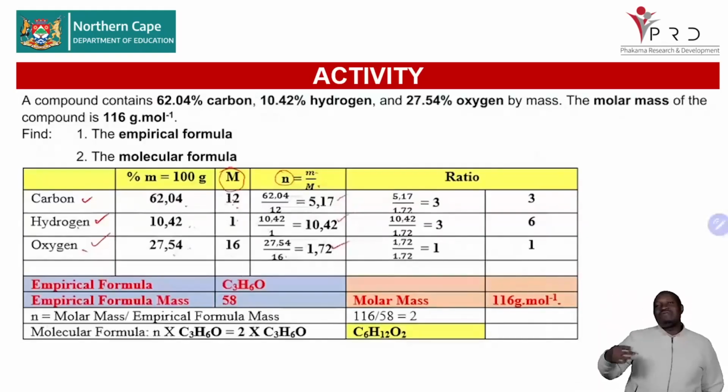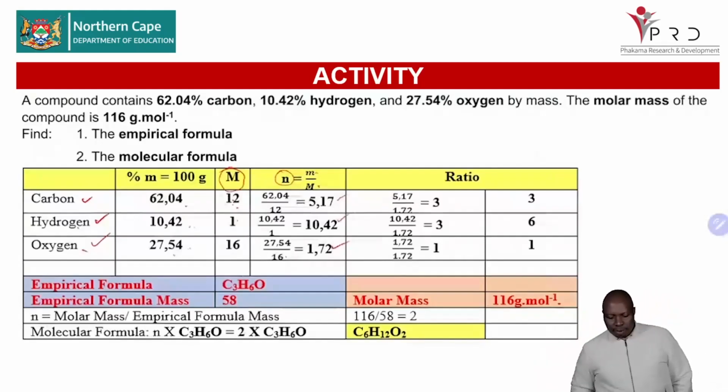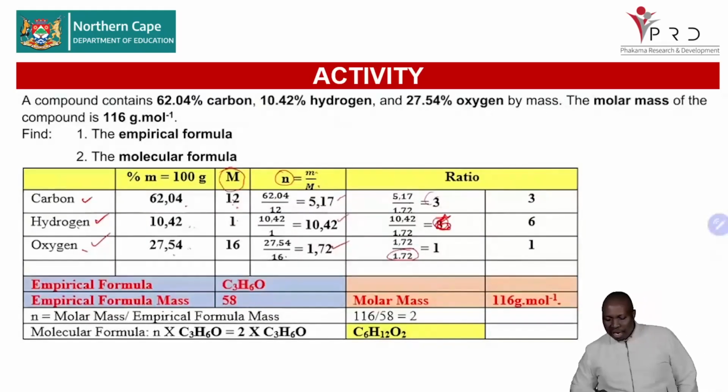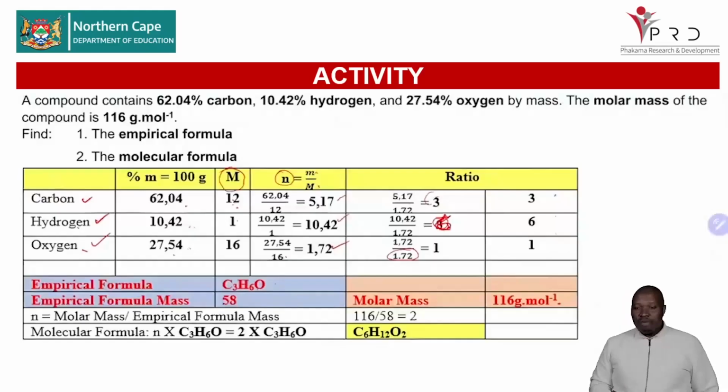And the next step was to divide by the smallest number of moles, which is 1.72. And when you divide, you will get 1, you will get 3, and 3. You'll get 6 here. Sorry for that. You'll get 6 here, and you get your 3 there. Then you are able to see that you are getting 3, 6, 1 as your empirical formula. So as you write your empirical formula, you would say C3H6O. Oxygen is only 1, H is 6, carbon is 3. That is your empirical formula.